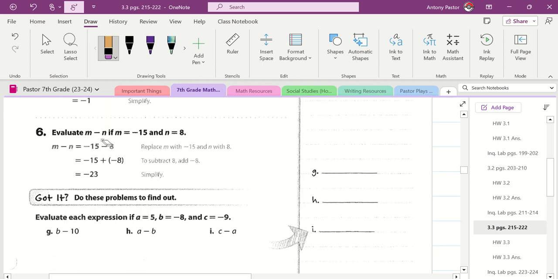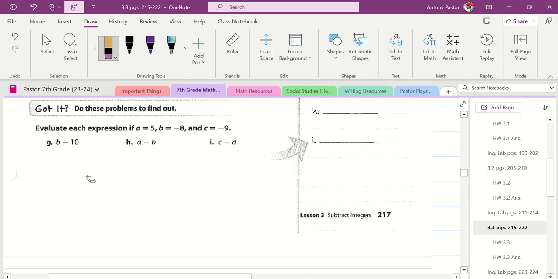Evaluate m minus n if m equals negative 15, so we're going to plug in negative 15 here, and n equals 8. Negative 15 minus 8. It's the same thing as saying negative 15 plus negative 8. We will just add 15 plus 8, and remember that the answer needs to have a negative symbol at the end. So 15 plus 8 is 23, but since they were both negatives, we're going to put the negative symbol in front of it and make it negative 23.